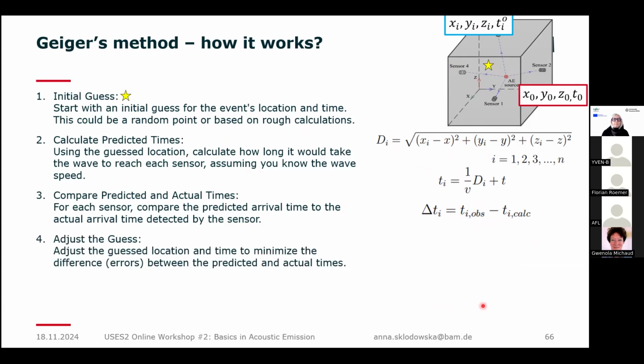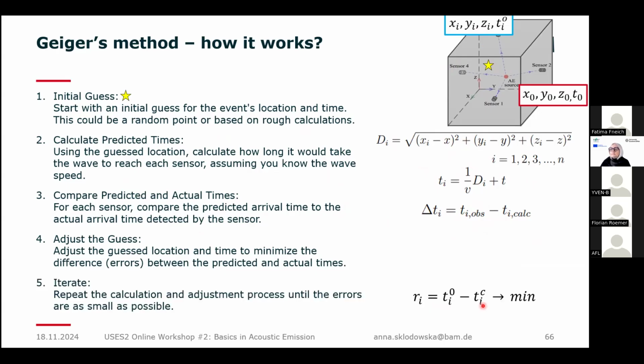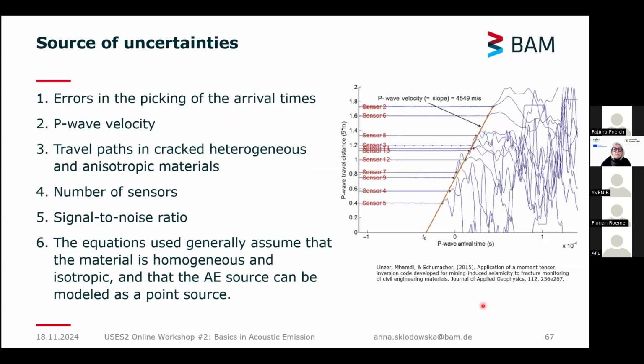And then we adjust the guess. So basically, we adjust the guess location and time to minimize the difference between the predicted and actual times, and we iterate. We repeat the calculation and adjustment process many times until we reach a predefined error value, which is basically as small as possible. So this is how it works, and we do it until we reach our minimum.